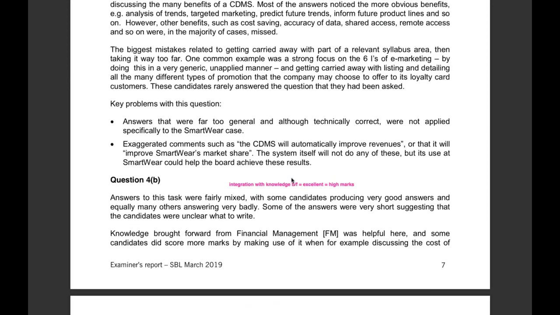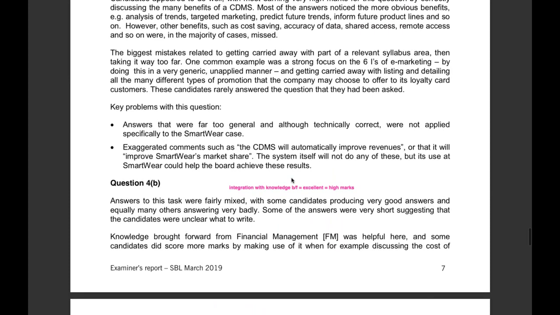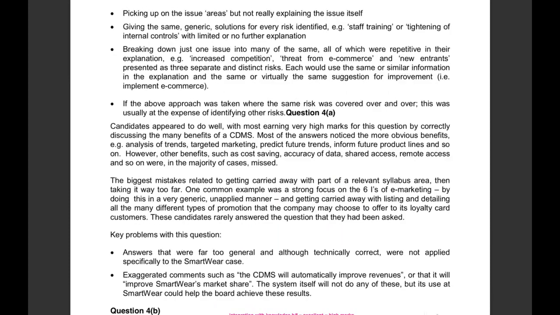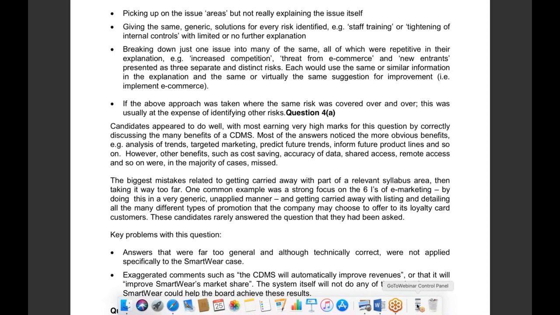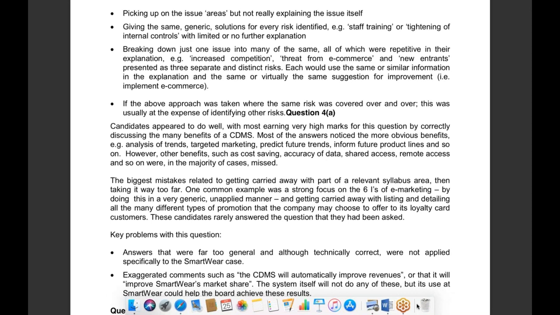Hopefully you don't repeat the mistakes that have been done by candidates previously. And for those of you who have done your exam previously and failed, this is the comment by the examiner. So make sure that you don't repeat the same mistakes.